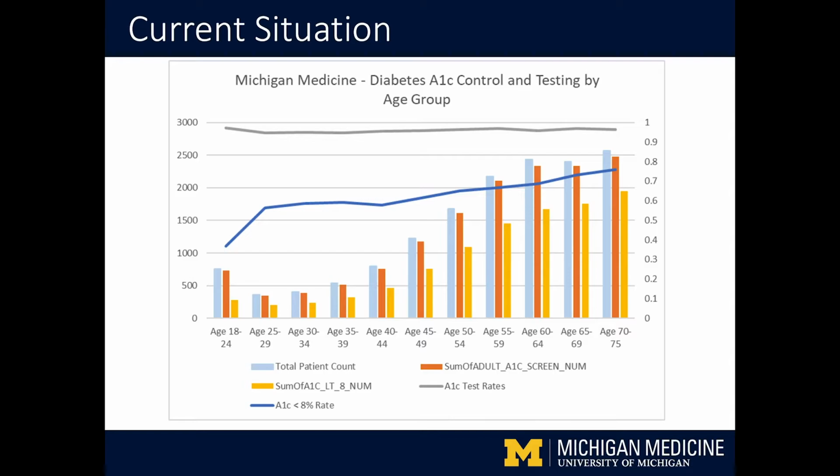This graph shows the percentage by age group of Michigan Medicine patients with diabetes who had an A1C in the target range of under 8% as of September 2019. You can see that the proportion of patients out of range is higher in younger age groups, who could benefit the most from improving glycemic control over their lifespan.